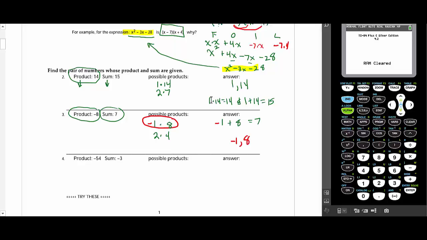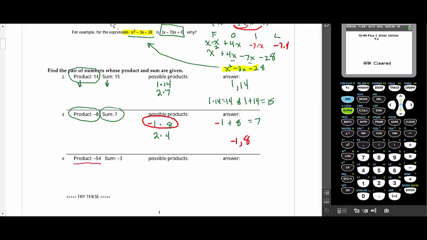Okay, so your goal on problems like this is probably 90% of the time to be able to quickly do it in your head. If you can't do it in your head, then I recommend that you list things out the way I'm showing you here. Okay, all right, now we're going to look at a product of numbers that are 54.